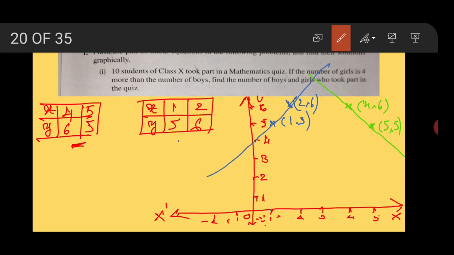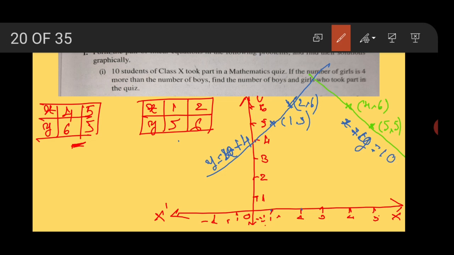What happens? These are 2 straight lines. This straight line is the graph for the second equation, y is equal to x plus 4. Write it down using a pencil. Here this is the graph of the first equation, x plus y is equal to 10.